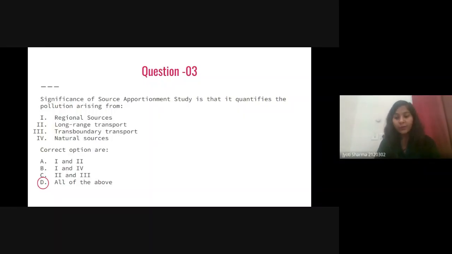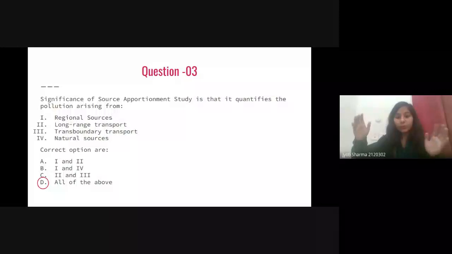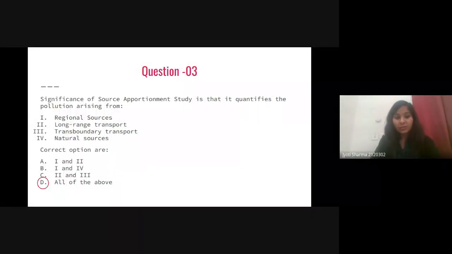Why, I tell you. For example, I gave you the example that there are some industries in Delhi, but your receptor from where you are sensing the air pollution is in Noida. So where does this pollution come from? You have to see what the regional sources are. Then you also have to see whether your pollutant has been transferred from one position to another.